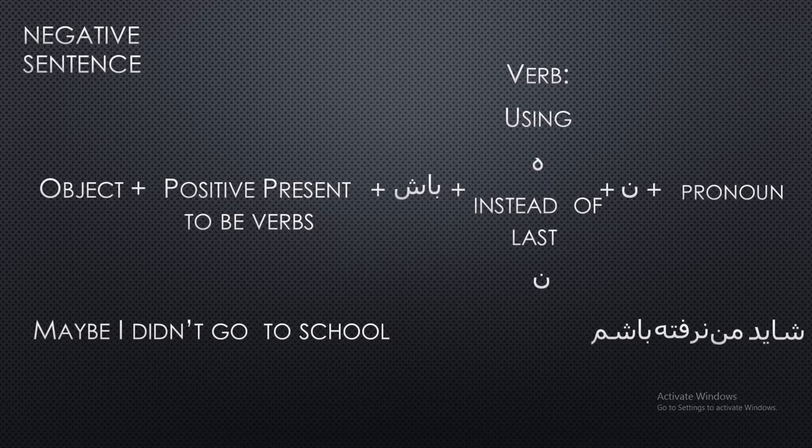Pronoun is man, so we should add am to باش. We have باشم. After that we use the object. Maybe I didn't go to a school. A school is our object, which means مدرسه. So we have شاید من نرفته باشم مدرسه. Maybe I didn't go to a school. شاید من نرفته باشم مدرسه.